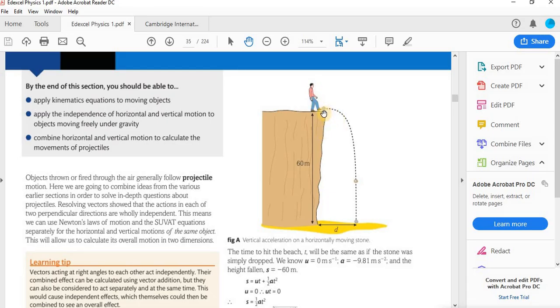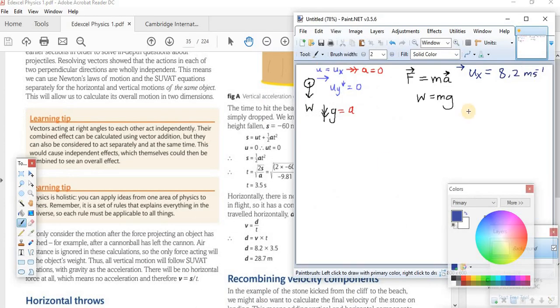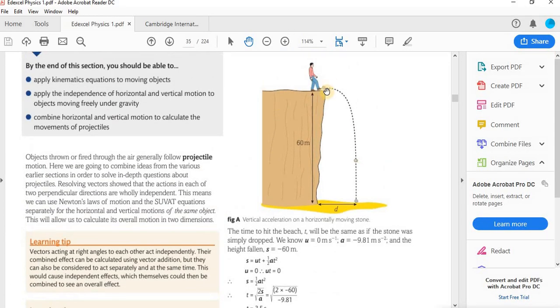So we can consider the independence of the horizontal and vertical motion. We consider each one separately. In the horizontal direction, it will be ux, which I wrote here. I told you this is a constant velocity, and it will be acting for the same time. So you can imagine this motion in two parts: one in the vertical direction and the other in the horizontal direction.